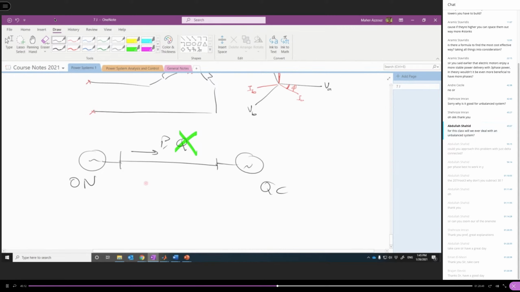Okay, and we will be dealing only with the resistance of the line, because the inductance of the line in a steady state, as you know, for DC systems, is equivalent to a short circuit. In the steady state, the inductance will be a short circuit, and the capacitance will be an open circuit. Okay, this is for DC systems, of course.